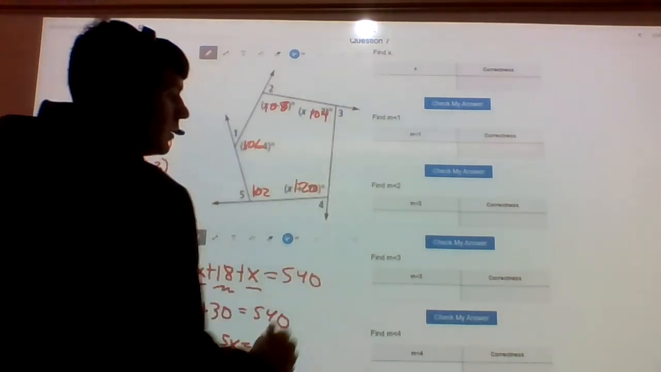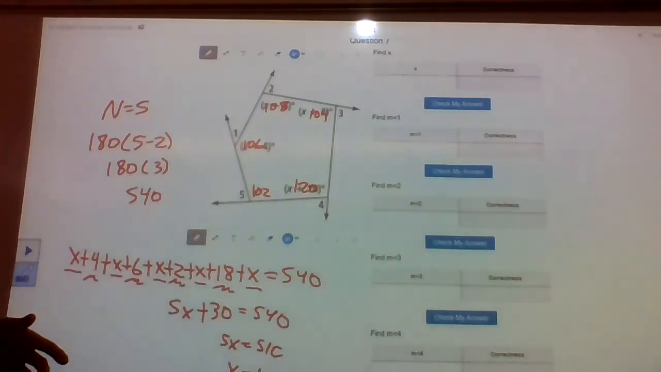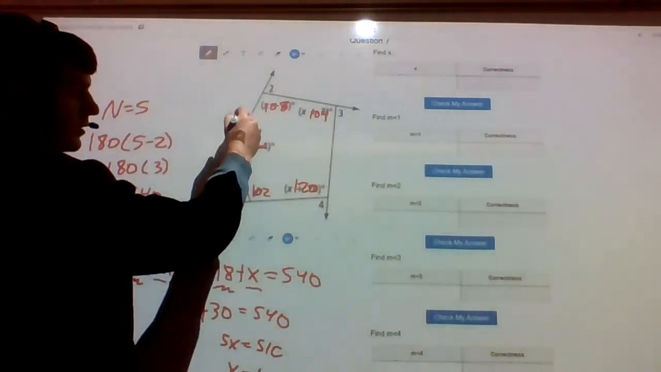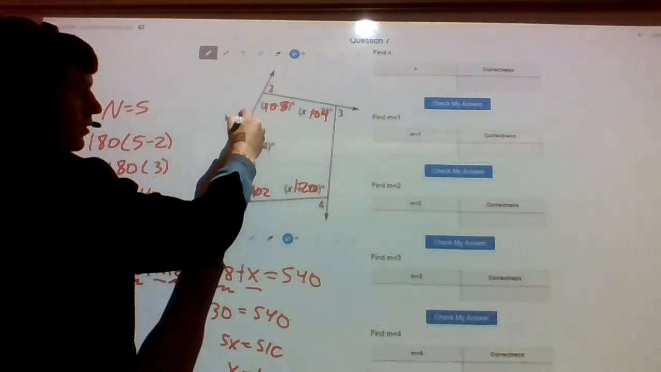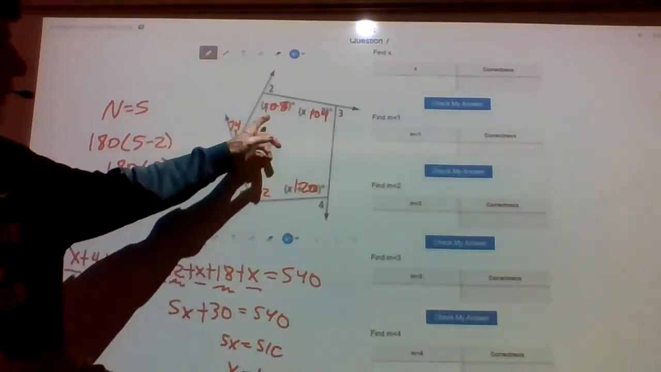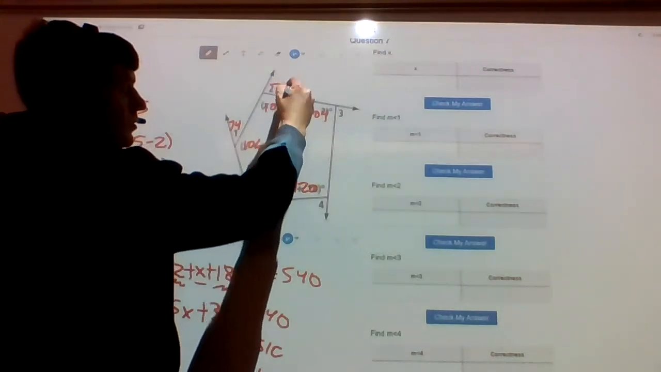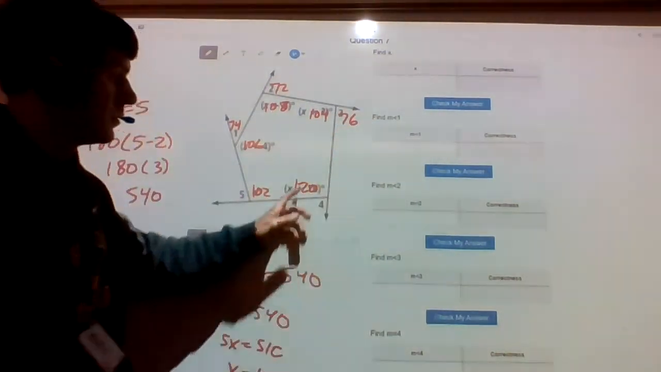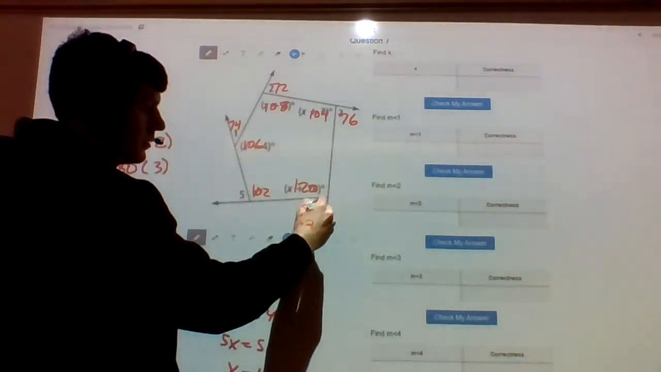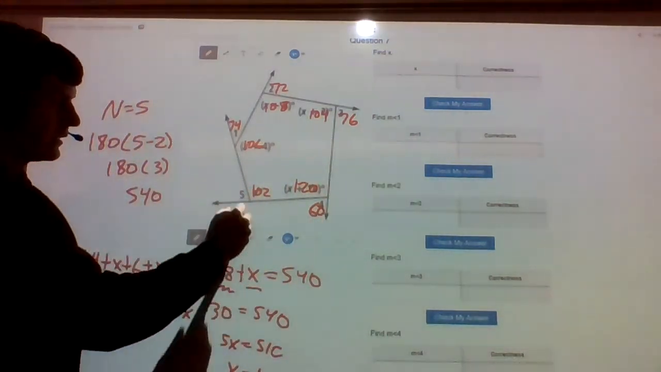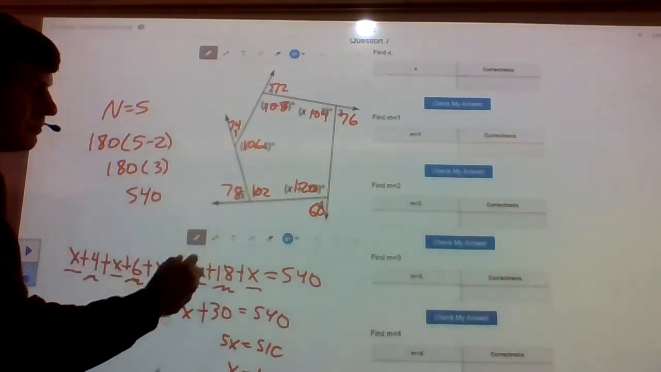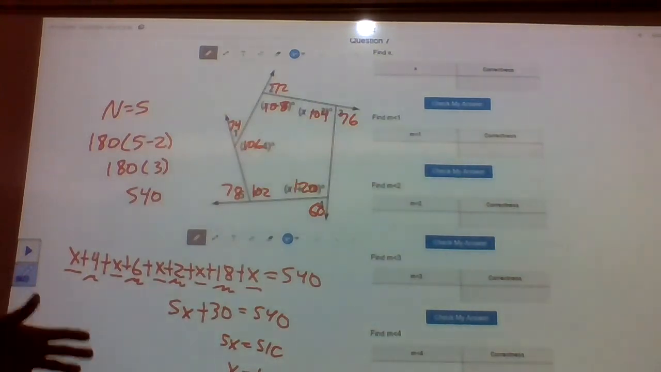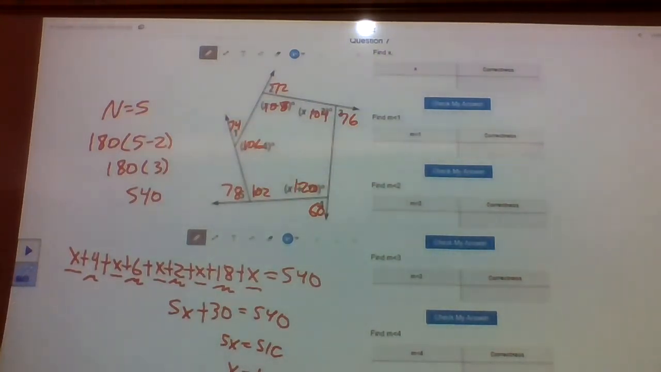Right? And then you have to do linear pairs. The interior angle and the exterior angle are linear pairs. So 180 minus 106 is going to give us 74. 180 minus 108 is going to give us 72, 76, 60, and 78. Right. And that's the review for polygon angle sums for the final.